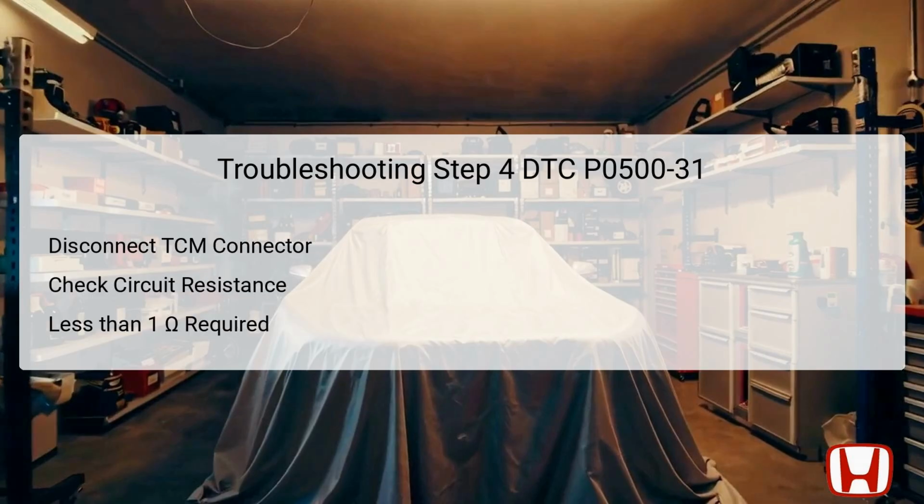For this step, the TCM connector must also be disconnected to inspect the integrity of the associated wiring circuit. Conduct a resistance check on the circuits that connect the TCM and the CVT speed sensor. The reading should indicate less than 1 ohm of resistance, which means there are no significant interruptions in the circuit. This step is critical for confirming that the wiring is intact and functional.